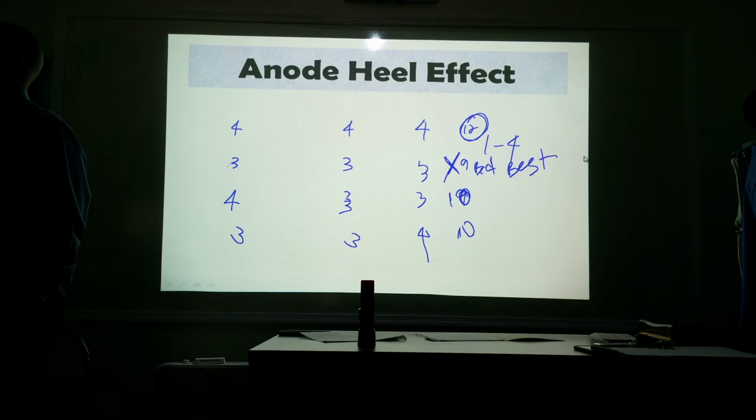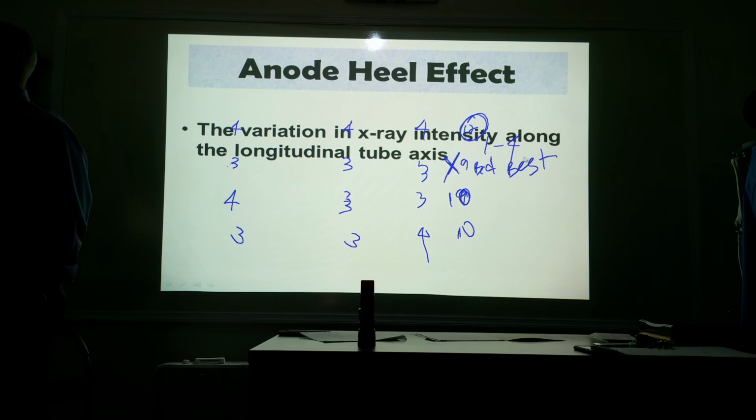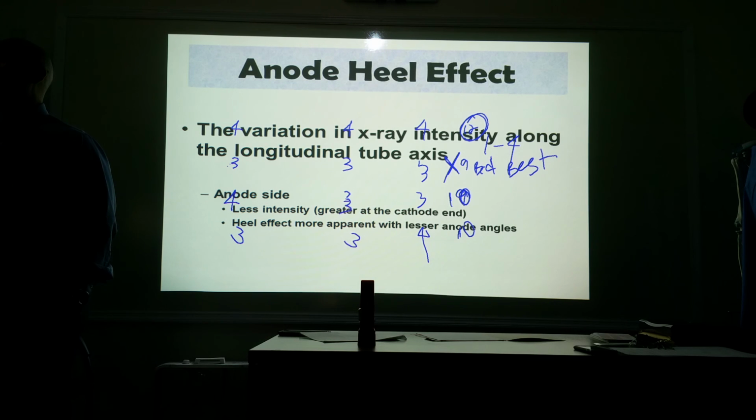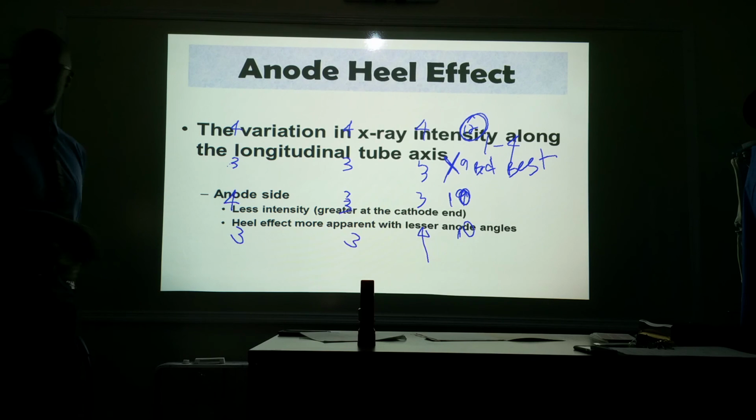Okay. Anode heel effect, we already know about the anode heel effect. It's a variation of the X-ray intensity along the longitudinal tube axis. Where is it most intense? Cathode side. Towards the cathode side, less intense towards the anode side. Okay. Now, what I also want you to know, oh, sorry.